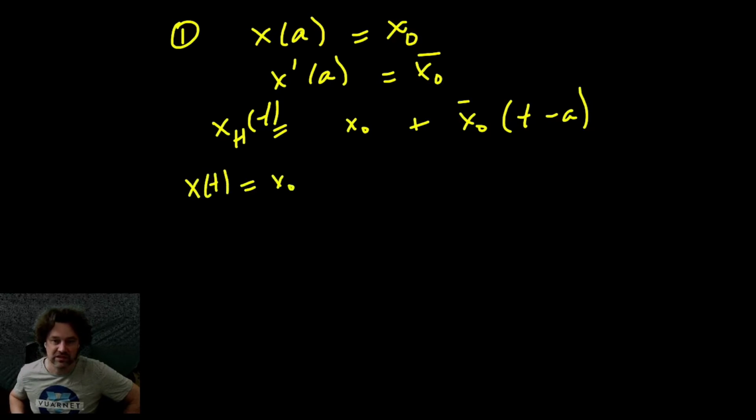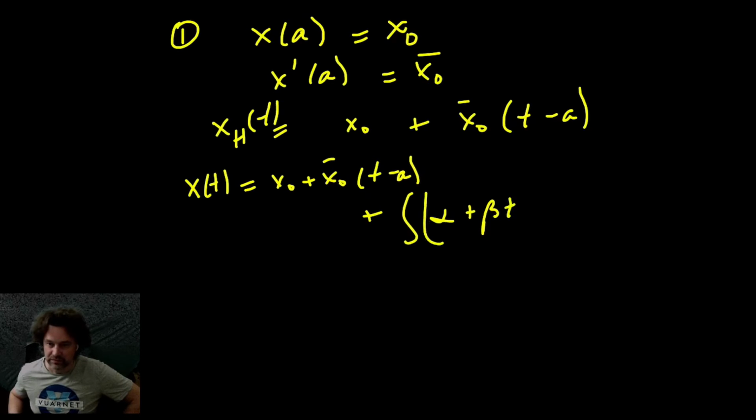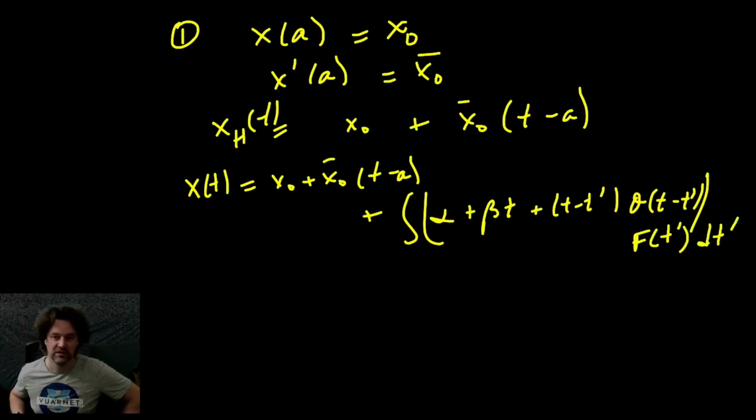x of t equals x naught plus x naught bar (t minus a) plus some alpha plus beta t, plus the integral of (t minus t prime) beta (t minus t prime) times f of t prime dt prime. So now we have 2 unknowns, alpha and beta, and we have 2 equations, one for x of a and one for x prime of a.